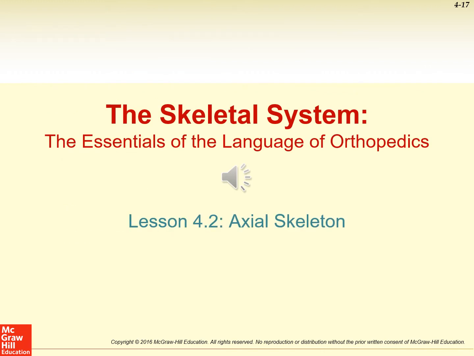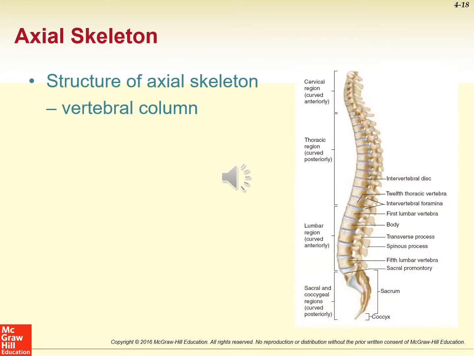Lesson 4.2, Axial Skeleton. There are 5 regions of the vertebral column: the cervical, thoracic, lumbar, sacral, and coccyx. When you look at figure 4.8, you are able to see the illustrations for the vertebral column. The coccyx is also better known as your tailbone.